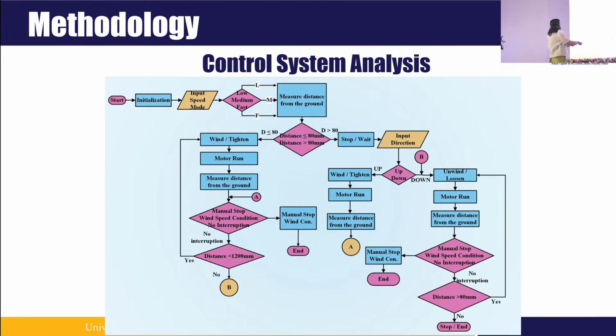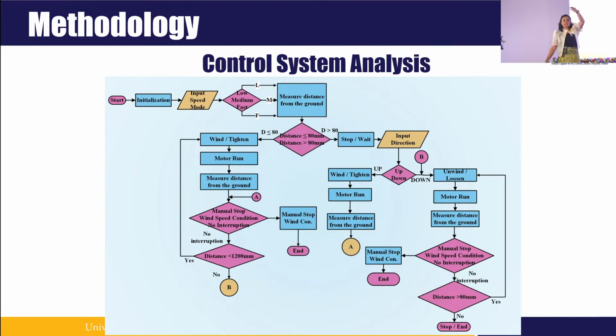And then there is a manual stop. You can stop manually even if it has reached the middle part, or if there is a certain condition like a wind gust, then your robot will be able to stop, and you can manually stop and end the process. And then the other part, it goes down.